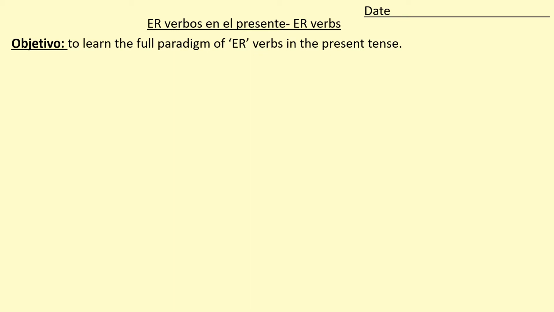Okay, Year 7, as always, what I would like you to do now is to write down the date in Spanish, and this can be found on class charts, and underline it neatly in your book. Then write down the title in Spanish and in English: verbs in el presente, or verbs in the present tense. Underline the date and title neatly in your book, and then write down the objective, objetivo, to learn the full paradigm of verbs in the present tense. Pause to do that now, press play when you're ready to go to the do now.